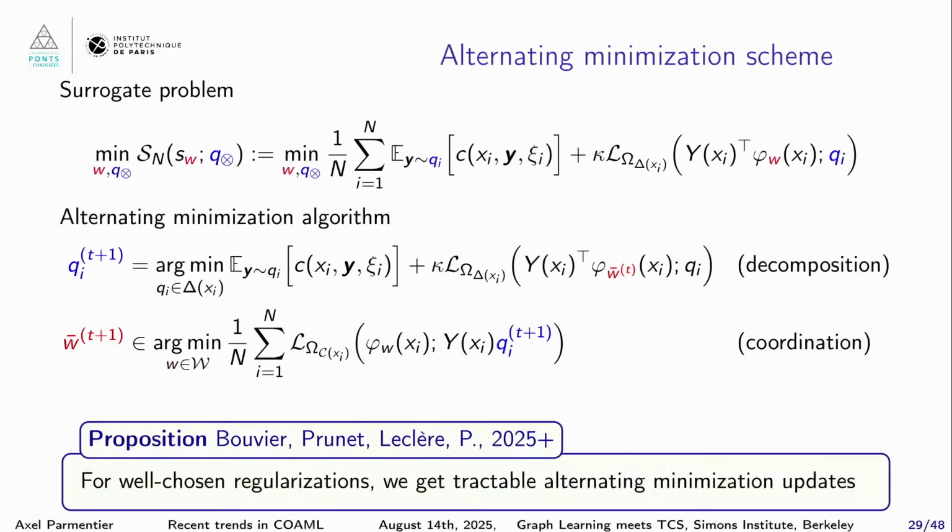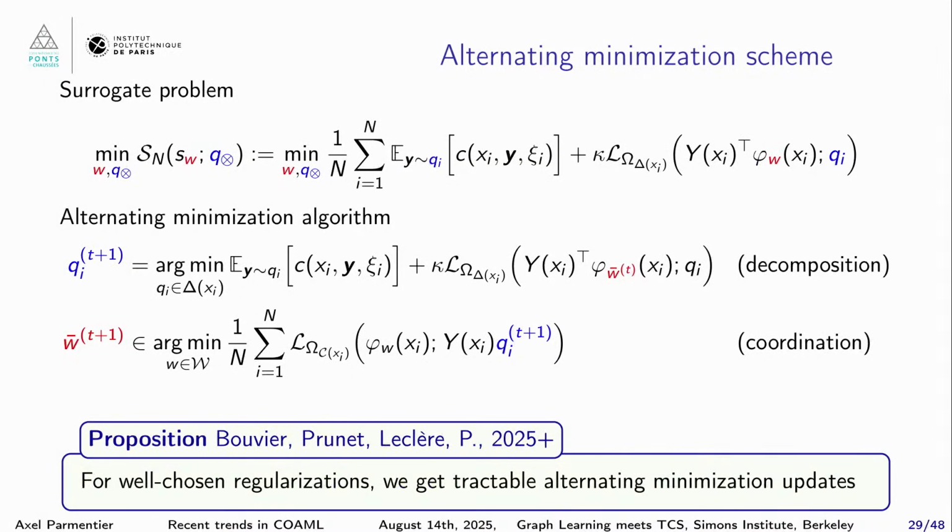And now if I do that, basically, and I look at this surrogate problem, the heuristic I gave before is very close to, and I will explain why, an alternating minimization algorithm where on one step I minimize over Q at W fixed, and on the other step I minimize on W at Q fixed, okay?